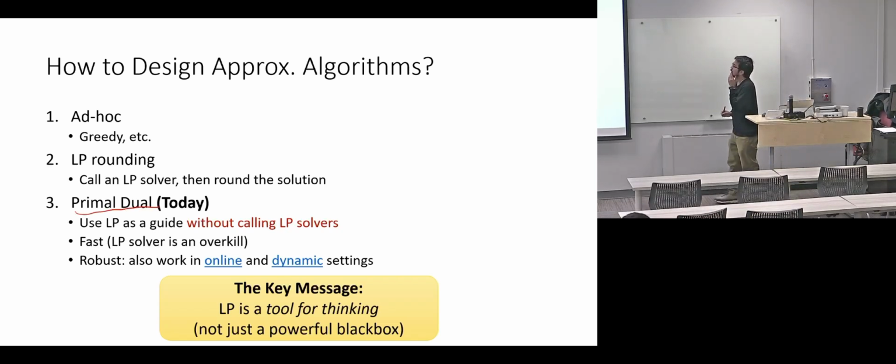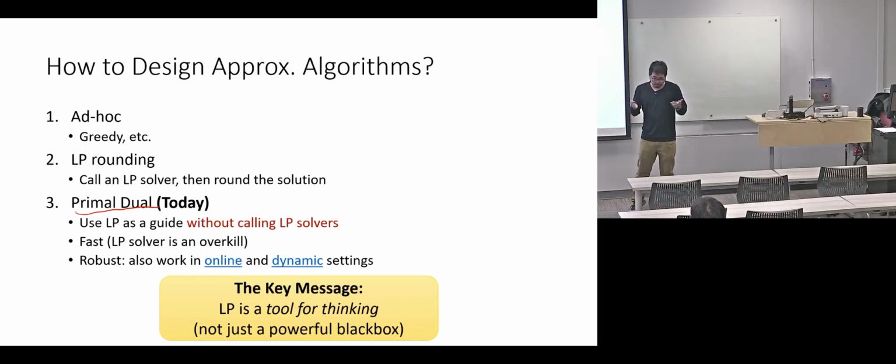Primal-Dual. It's going to be clearer today that you really use LP as a tool of thinking, not just some powerful black box, because we use LP as a guide to design an algorithm without calling an LP solver whatsoever. And the algorithm that we get at the end is going to be fast, because usually an LP solver is a big black box that is maybe hard to implement and takes a long time. The algorithm we see today is going to be simple to implement and fast. And this approach is not just useful for approximation algorithms, it's going to be useful for online or dynamic settings too. You'll see what I mean by online algorithm next week.